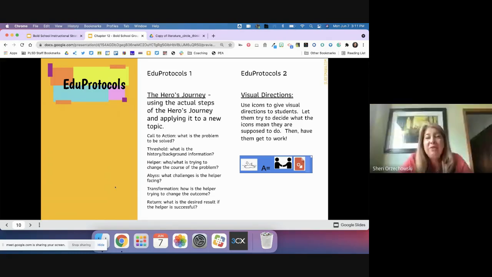All right, and then I had visual direction. So I think this one could be used a couple different ways. So the way that this EDGE protocol was explained on the example that we were given was that you use the icons to give visual directions to students. Let them try to decide what the icons mean and what they're supposed to do, and then have them get to work. So you could use this a couple different ways.